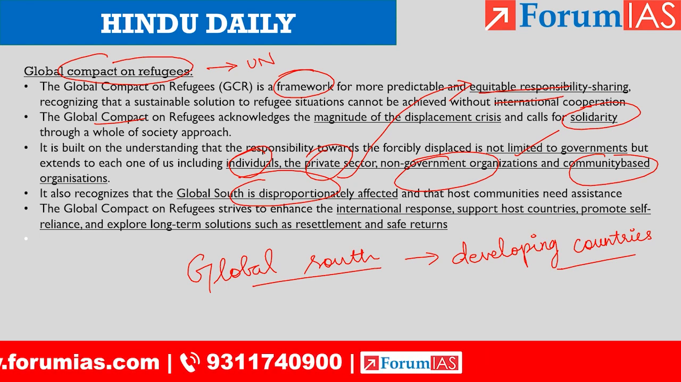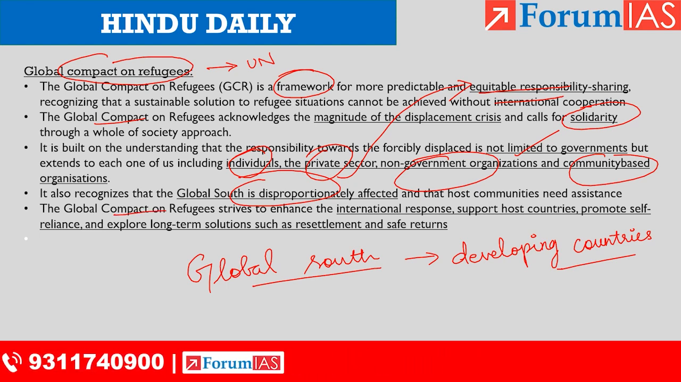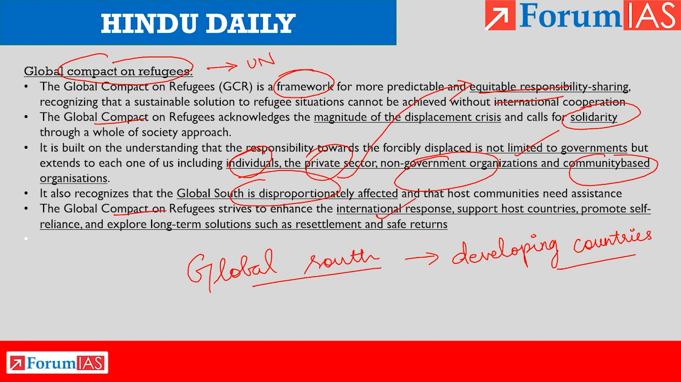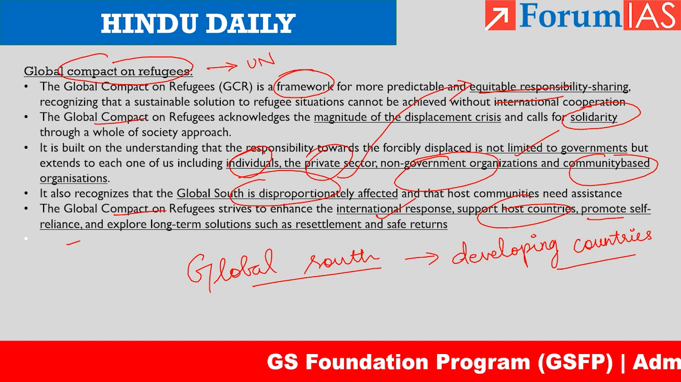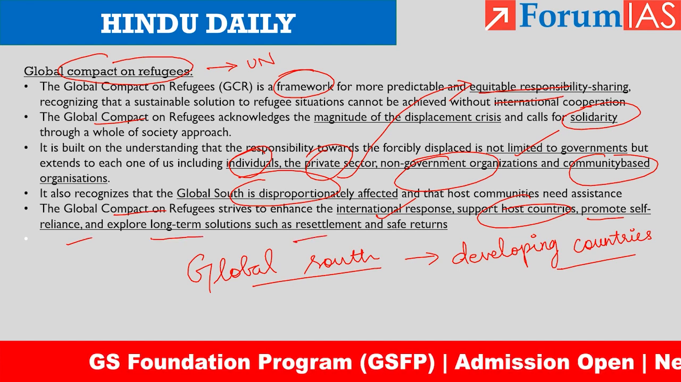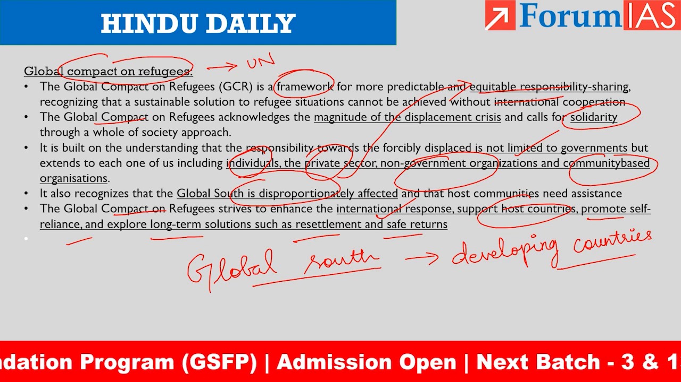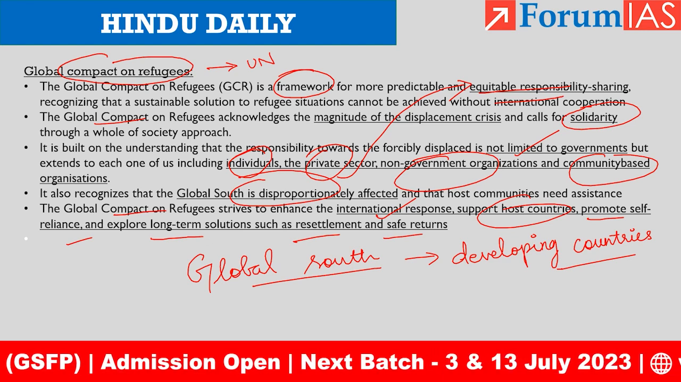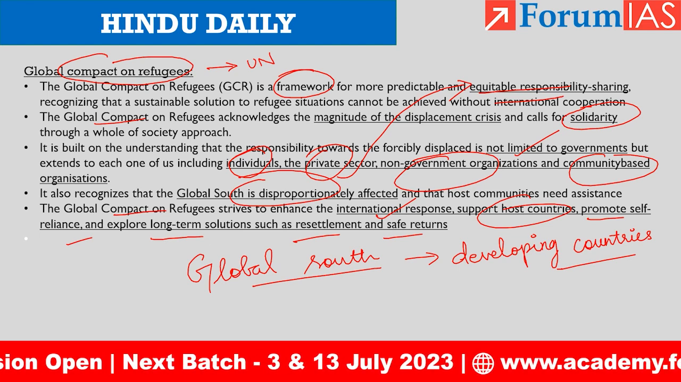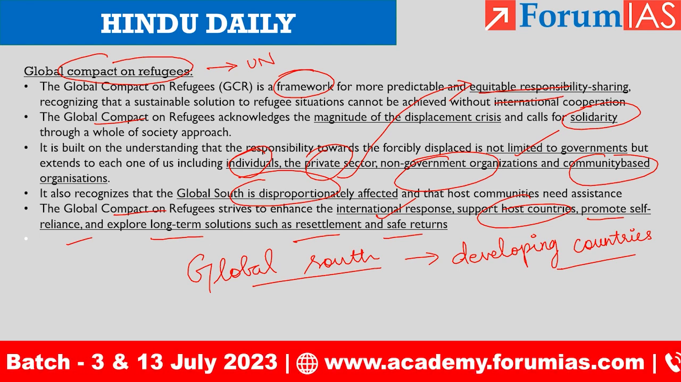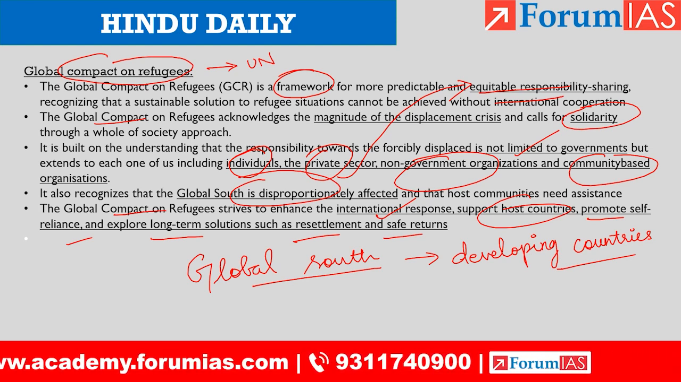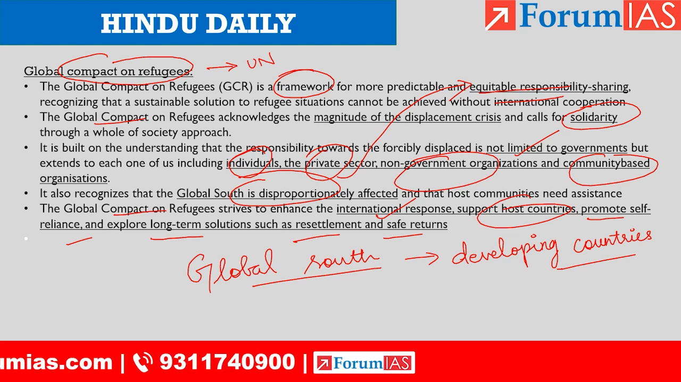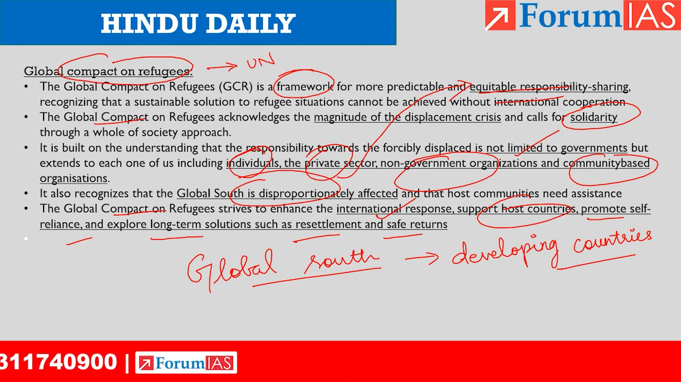So this Global Compact strives to enhance the international response, support the host countries in case they are facing a lot of unilateral burden, promote self-reliance among the refugees, explore long-term solutions like resettlement and safe returns. So these refugees cannot be continuing to live in a host country. That is a burden on the host country also, and it is traumatic for the refugee also. Ultimately, the refugee should get resettlement. All of this is being facilitated, and a framework is given by the Global Compact on Refugees.